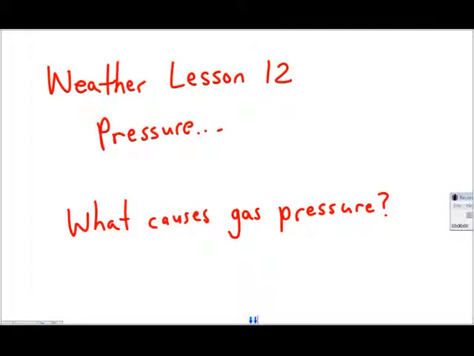We've talked a lot about pressure over the last couple lessons, and so today we really want to just highlight and key and focus on what is actually happening. What causes pressure? How can we increase it? How can we decrease it? So what causes gas pressure when we take a look at the atoms and the molecules moving around?